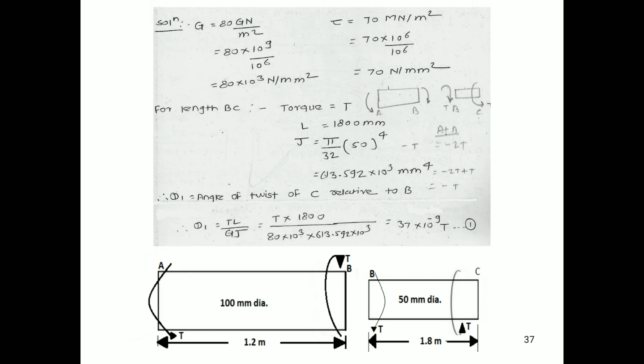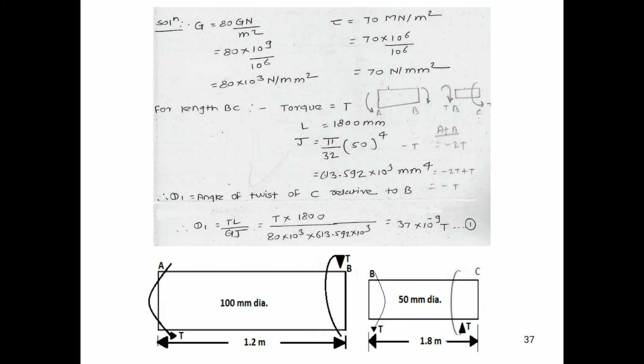Also, the maximum value of shear stress is given in the numerical, that is 70 mega Newton per meter square. Again that value we have to convert into Newton per mm square, that is MPa. After converting it into MPa, we have 70 Newton per mm square. So 70 mega Newton per meter square is converted into 70 Newton per mm square.